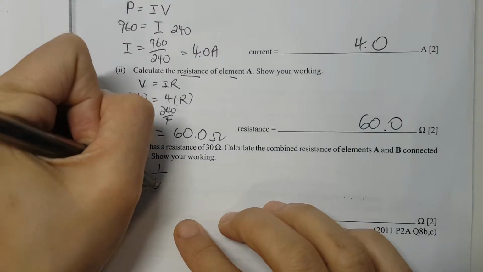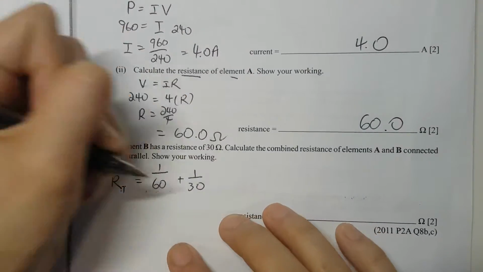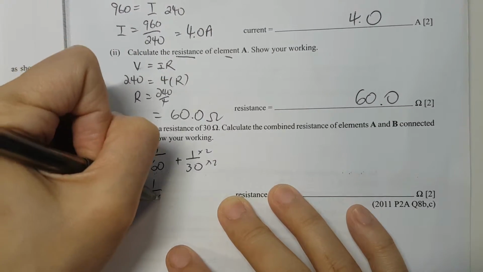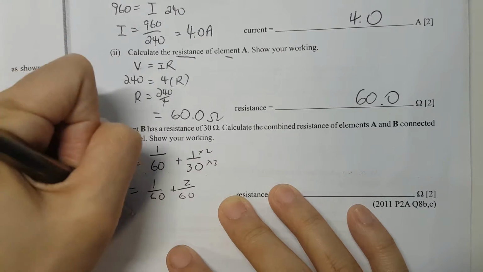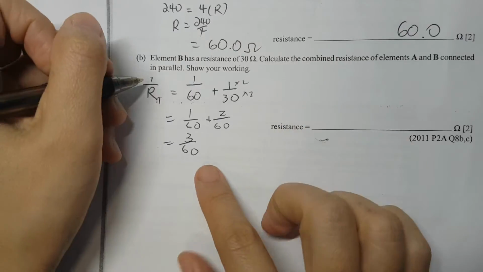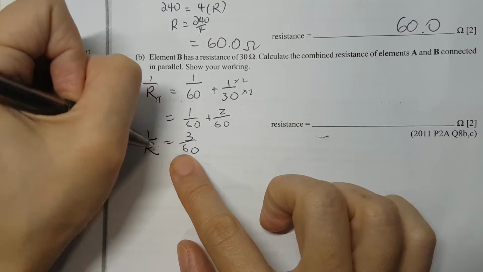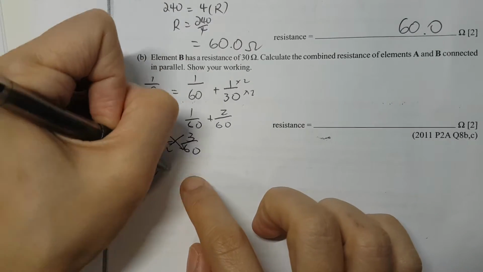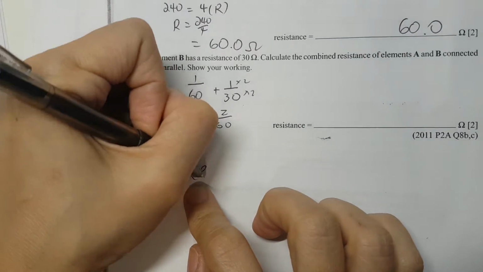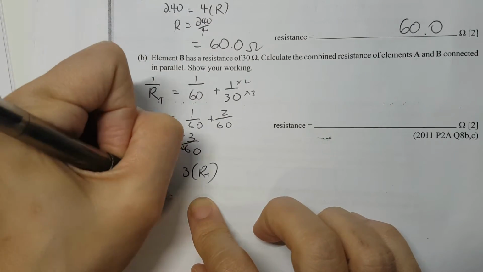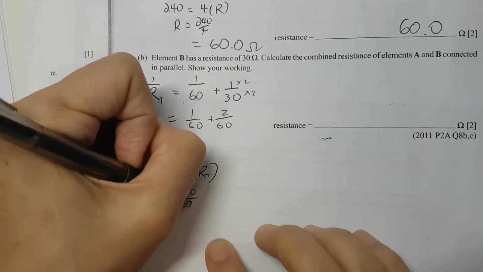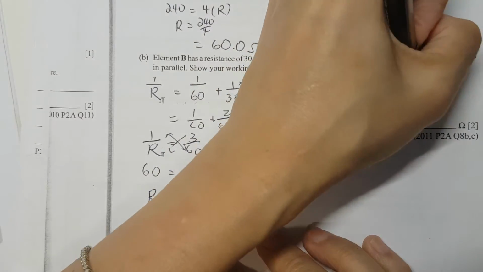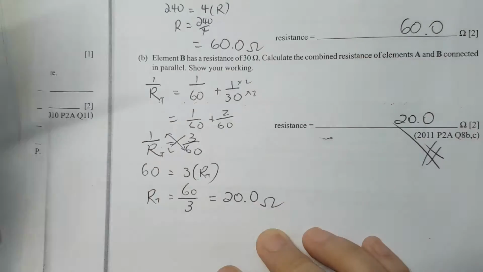In parallel, 1 over R is 1 over 60 plus 1 over 30. Alright, now a lot of students make this mistake. They forget to cross multiply. When you cross multiply, it'll be like that, 60 over 3. The answer is 20 ohms. Okay, that's my answer. Simple.